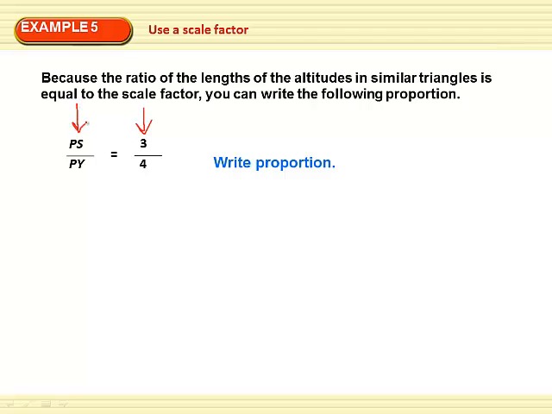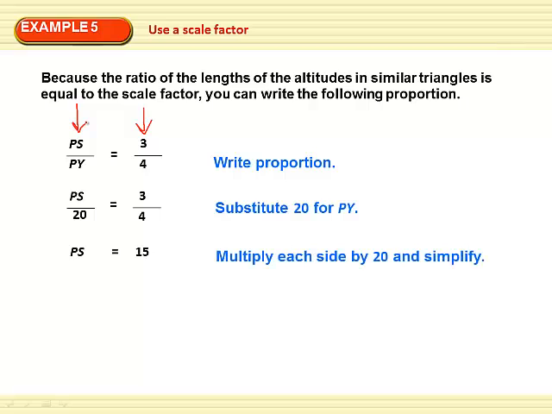Once we do that, then we can plug in what we know from the figure, and if you're still looking at the figure, we know that PY is 20. Then you just do cross multiplication and solve, and you get PS is equal to 15, which is the altitude length.